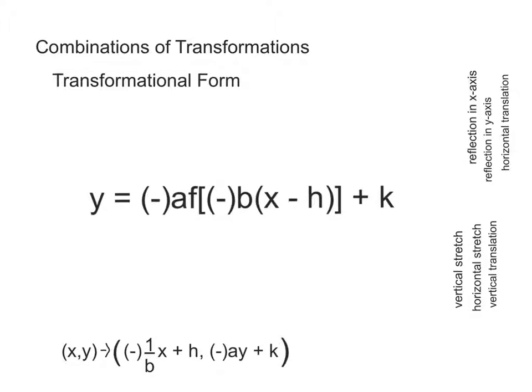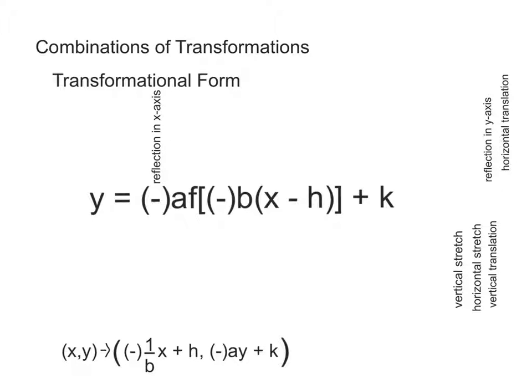So I have reflection in the x-axis. Which part of this equation describes a reflection in the x-axis? So how do you know if you are going to have a reflection in the x-axis? A negative on the outside. So right there, that negative, if it's there, there's a reflection in the x-axis.